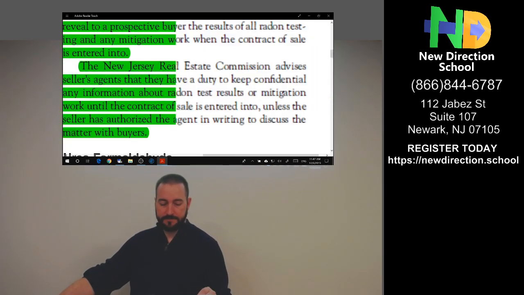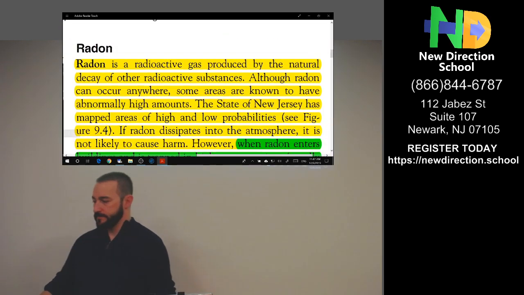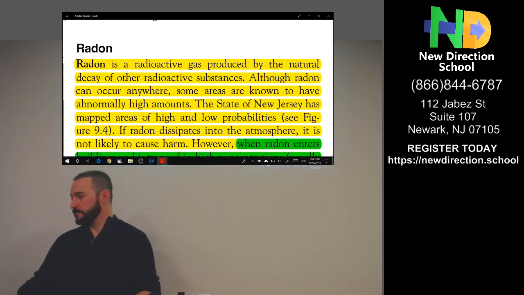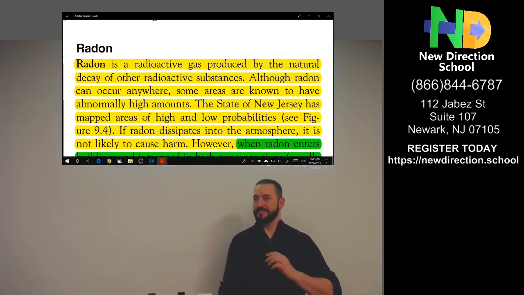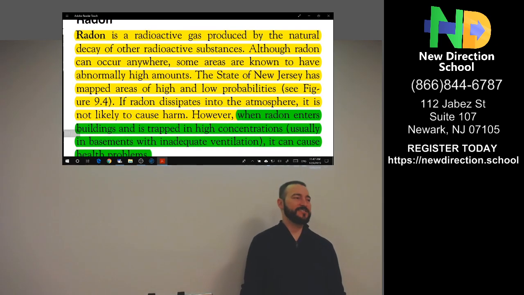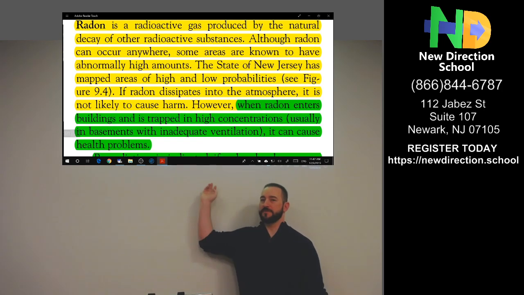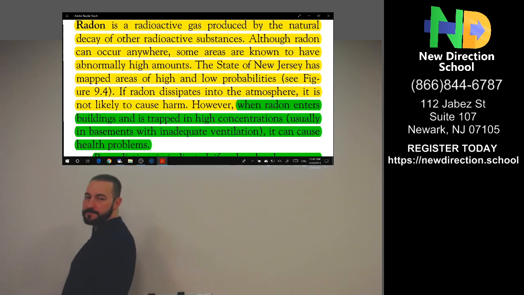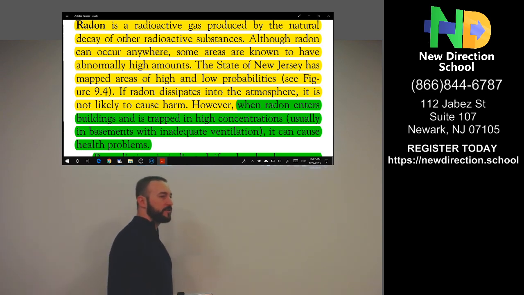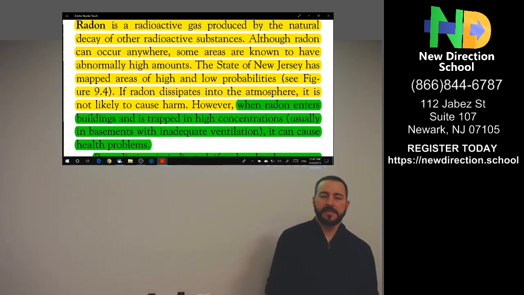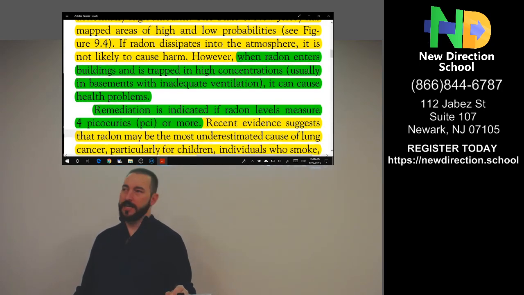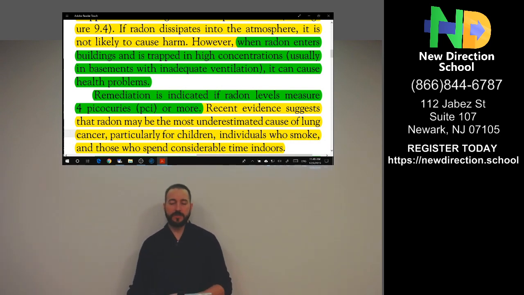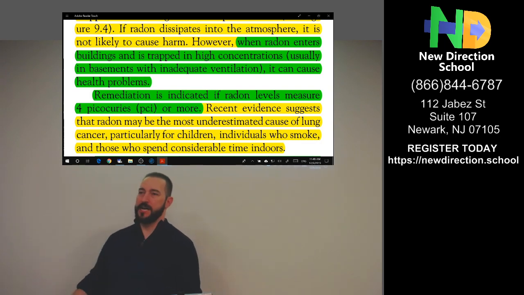On the right-hand side on top, we have radon. Are you highlighting? Radon is a type of radioactive gas. But what you need to remember is right at the bottom, it says, when radon enters buildings and is trapped in high concentrations, usually in basements with inadequate ventilation, it can cause health problems. Okay? That's what you need to remember when it's trapped in high concentrations. Now, remediation is indicated if radon levels measure 4 pCi/L or more. 4 pCi/L or more.